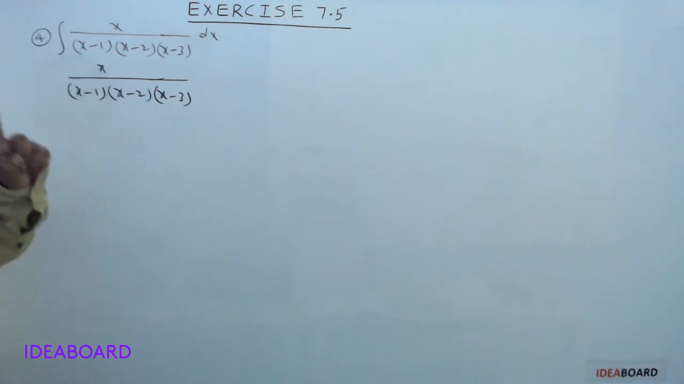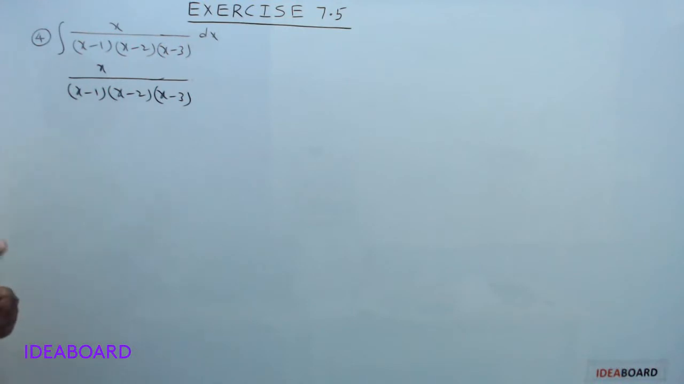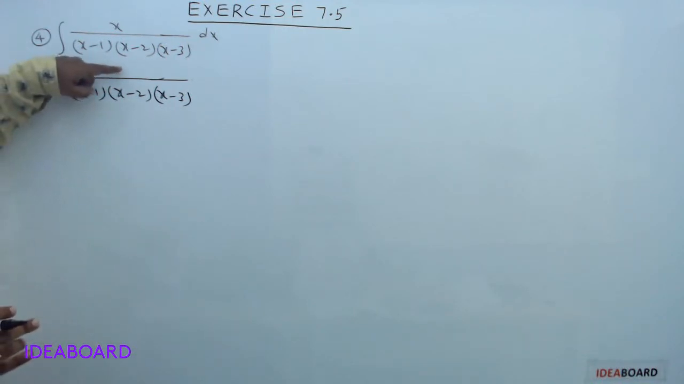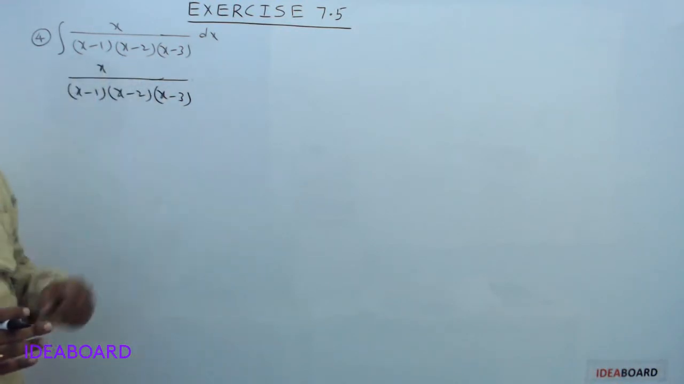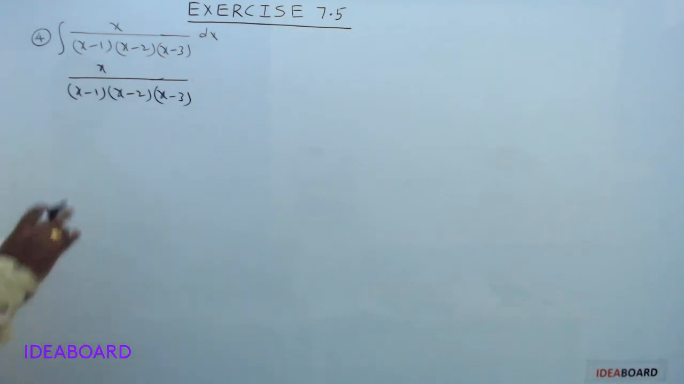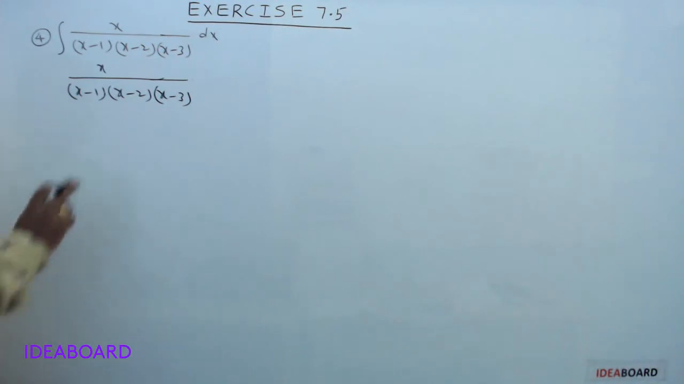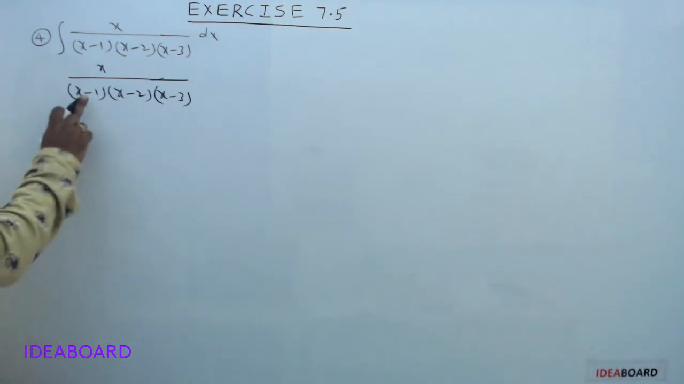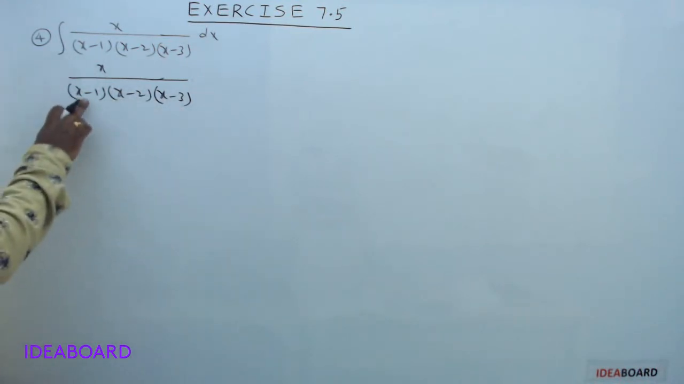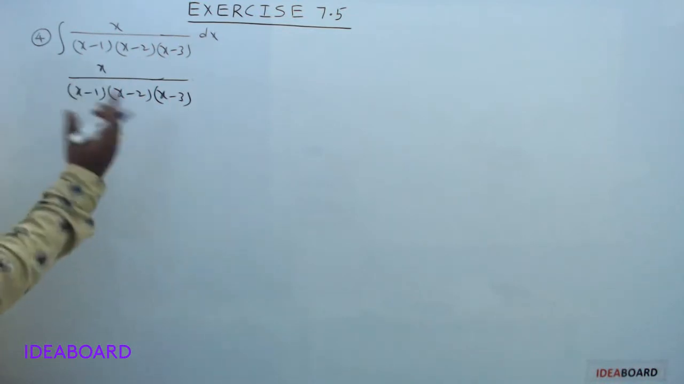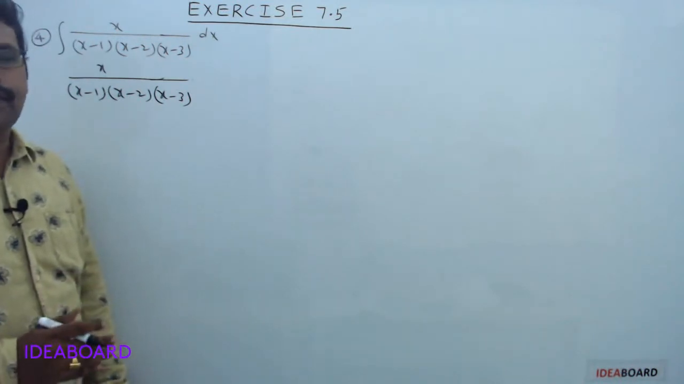Degree of numerator is 1. What about the degree of the denominator? Degree of denominator is 3. So clearly the degree of numerator is lesser than the degree of denominator. So it is a proper fraction. Now observe the factors in the denominator. X minus 1 is a linear factor because its degree is 1. Is it repeated anywhere in the denominator? No. So it is called a non-repeated linear factor. Similarly, x minus 2 and x minus 3 are non-repeated linear factors.